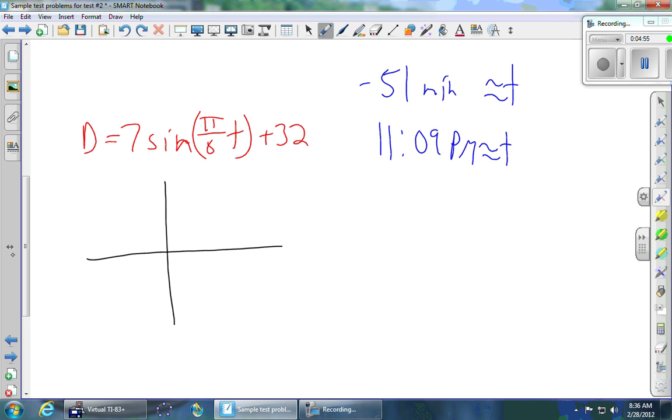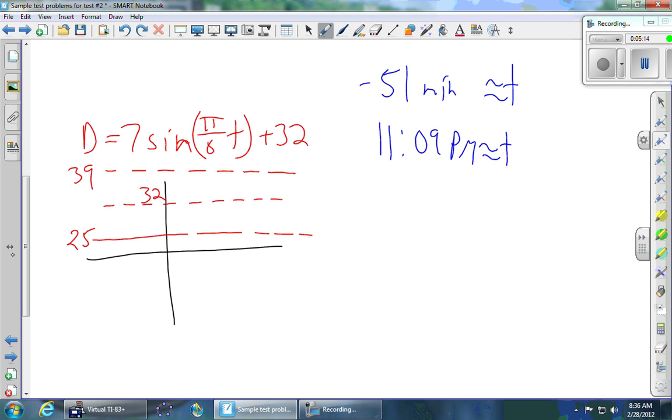The midline of this thing is 32. The amplitude is 7, which means we go up 7 and down 7. So we reach a top up here at 39, and then the bottom is 7 below, so that's a bottom of 25. And this is a sine function. So sine functions just start in the middle, and they are on their way up. So it goes up and down and up, etc. It also means it must have gone down this way.